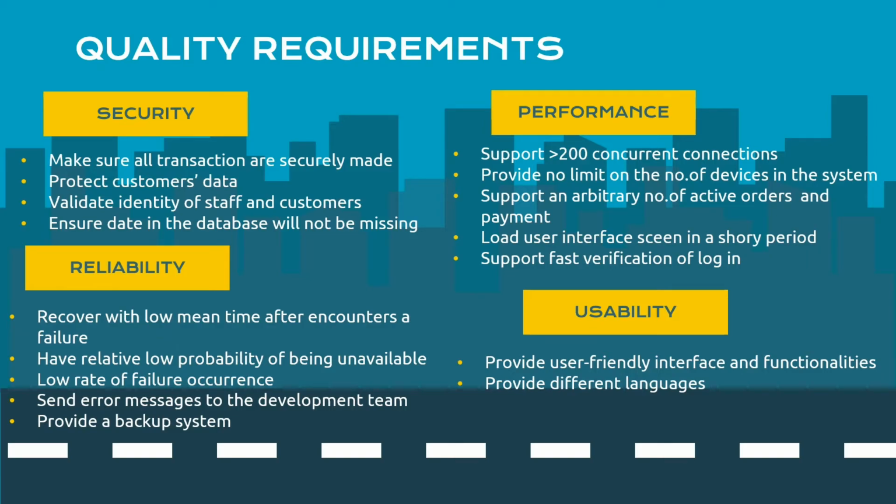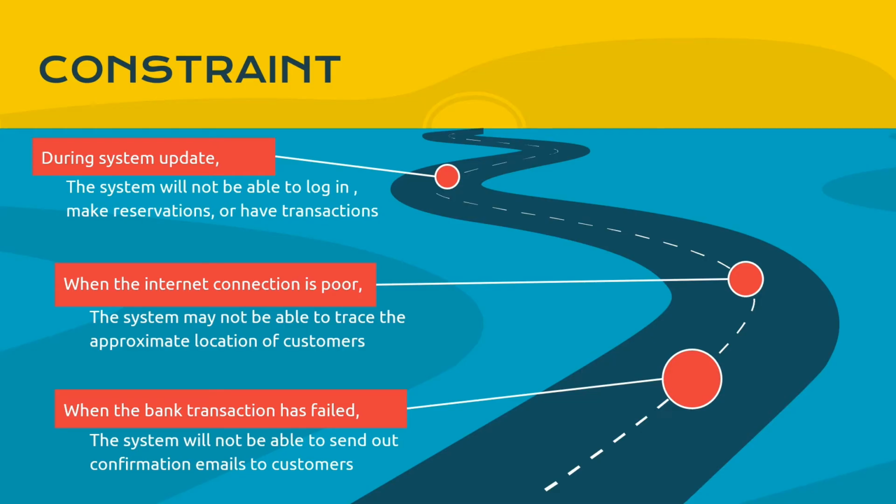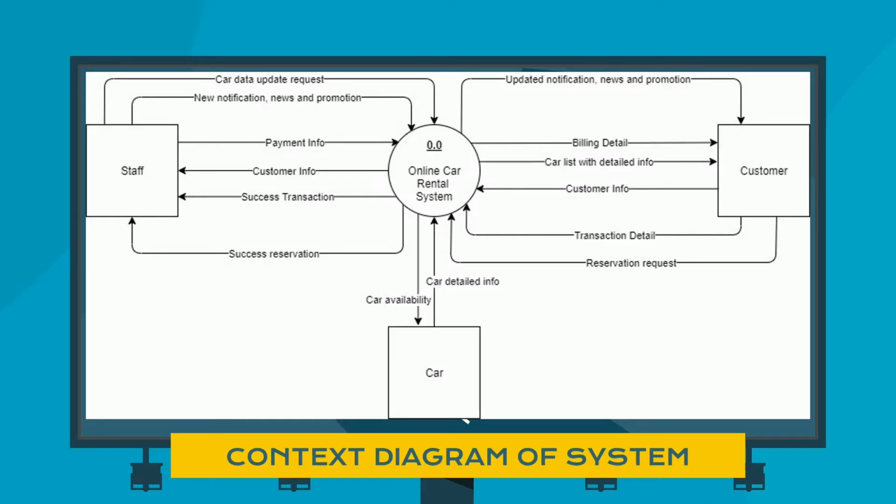Last, usability. During the system update, the system will not be able to log in, make any reservation and also transaction. When the internet connection is poor, the system may not be able to trace the location of the customer. Third, when the bank transaction has failed, the system will not be able to send out confirmation emails to the customers. This is the context diagram of the system.